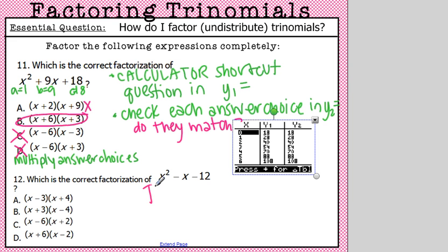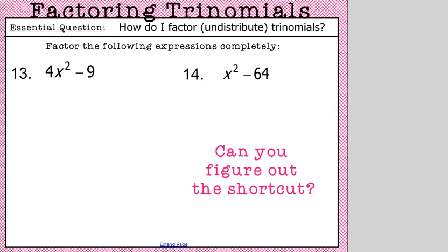Try number 12. Okay, he should have gotten answer choice B. That is the one that they match up exactly, and they would also multiply out to get you x squared minus x minus 12.